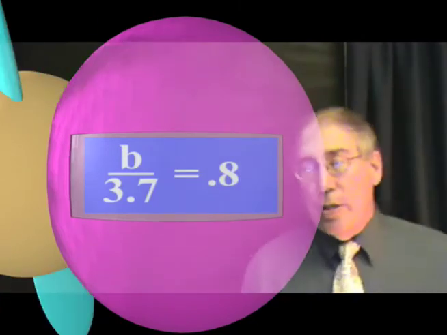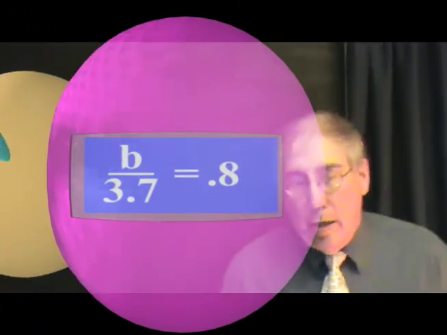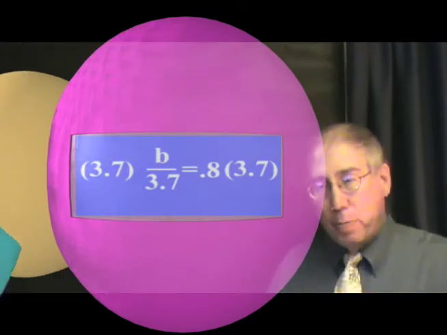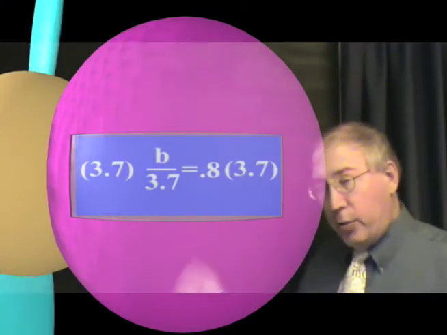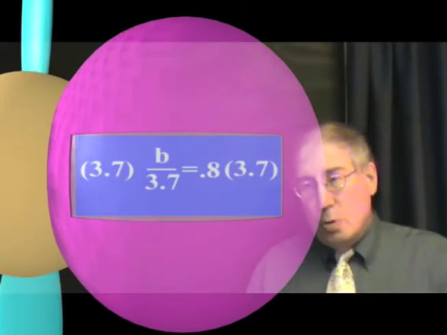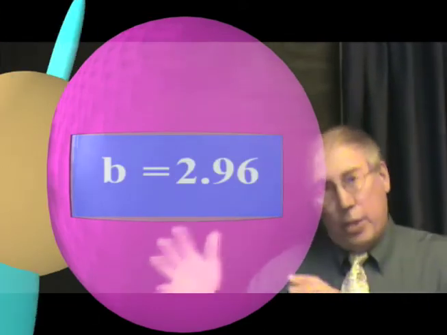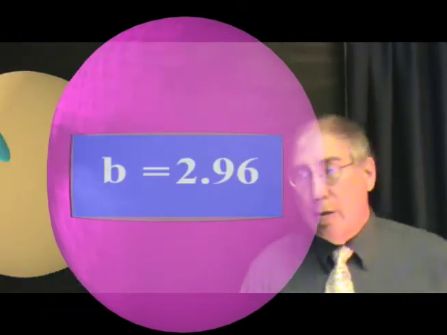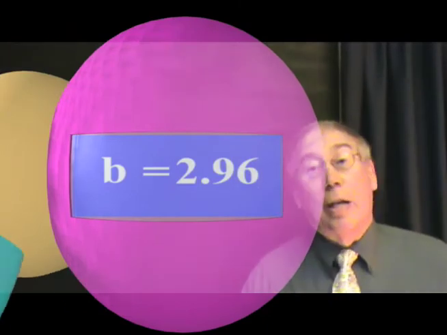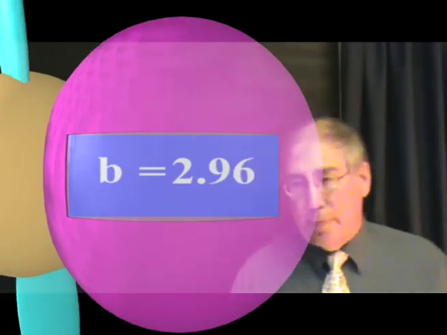b over 3.7 equals 0.8. Now, multiply 3.7 times both sides. Now, look at the right-hand side. You're going to have 2 decimal places represented there, so you have to move 2 places to the left in your final answer. You'll get 2.96.